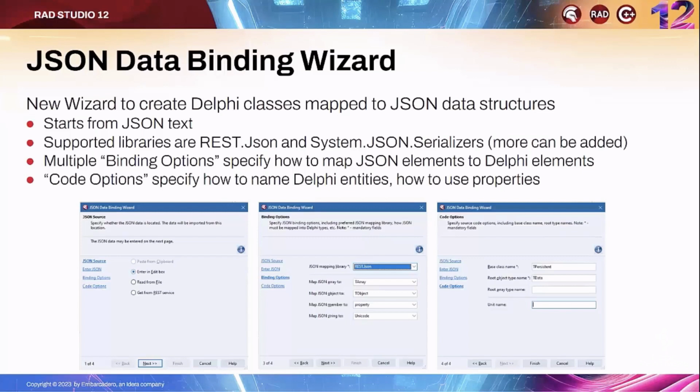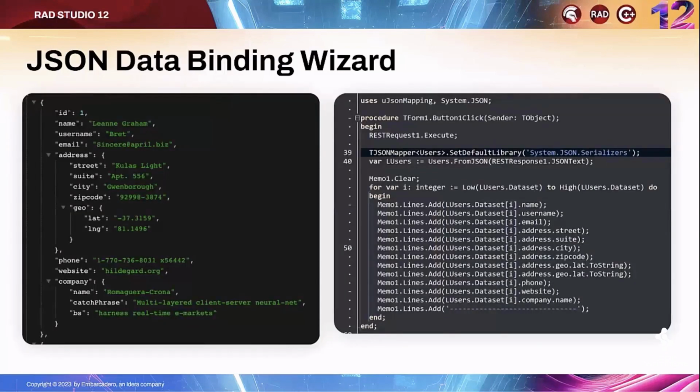Long story short, you can go through this wizard, simply configure if you want the fields to be mapped to properties, to fields, which format, how you handle array types, and so forth. You can, of course, map to your own custom data types if you want. And what you get at the end is a bunch of classes which can be used directly to map the code to JSON.